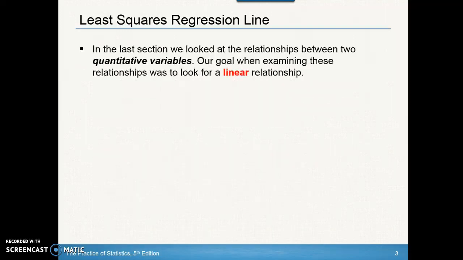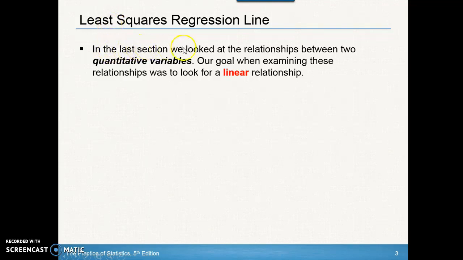Let's talk about the least squares regression line. So you've probably heard of the line of best fit in your previous classes. Basically what we're going to be doing in AP Statistics is taking more of a statistical look at the scatter plot, which is going to be called your least squares regression line.